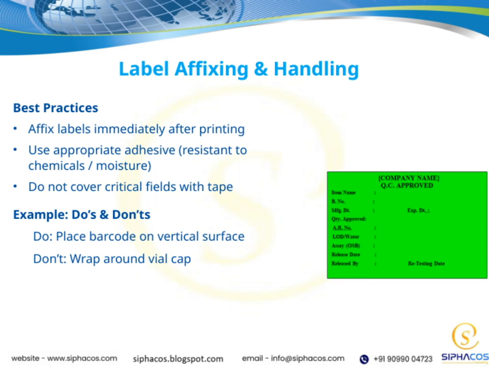To give you a clear example, let's look at some do's and don'ts. A good practice is to place the barcode on a vertical surface, which makes scanning easier and more reliable. On the other hand, wrapping a label around a vial cap is a big no-no because it can make the barcode difficult to scan or read. Overall, proper label handling is key to maintaining accuracy and traceability in our processes. By following these simple best practices, we help ensure safety and efficiency across the board.